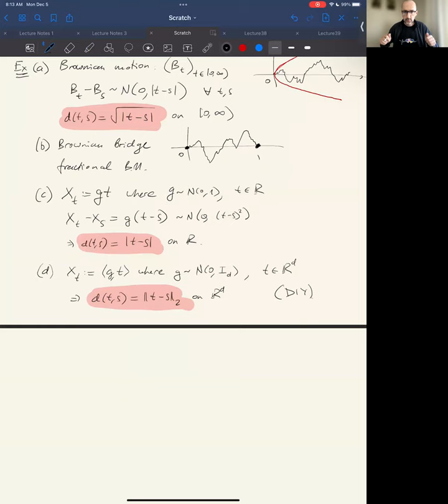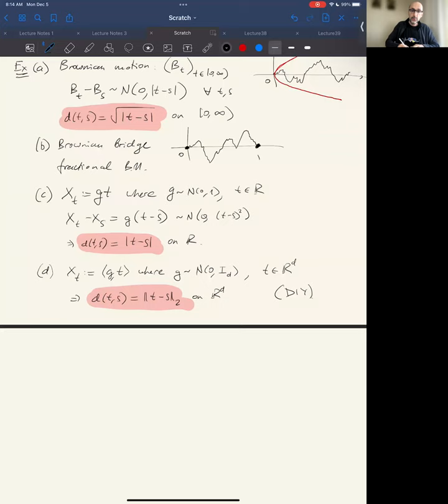So this is an example. The first idea is that if you want to handle a Gaussian process indexed by some completely arbitrary abstract set T, you can always induce a metric on T and think of T as being a geometric structure. This is how it will be fruitful.